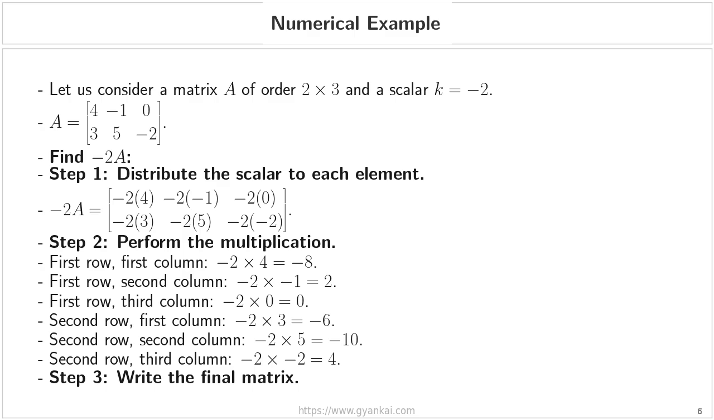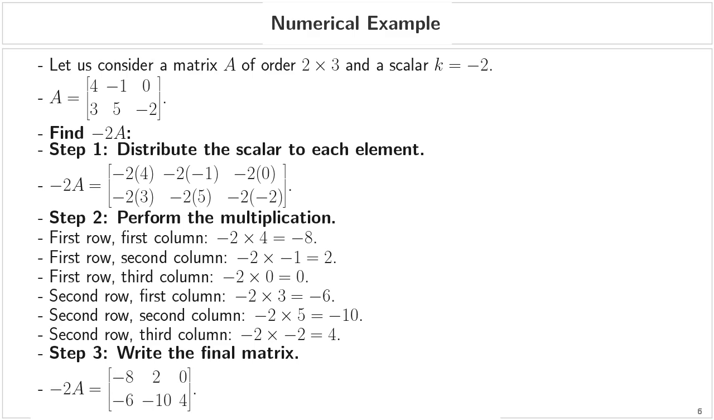Finally, in step 3, we construct the resulting matrix by placing these new values in their original positions. The final matrix, -2A, is a 2 by 3 matrix where the first row is -8, 2, and 0, and the second row is -6, -10, and 4. As you can see, the dimensions of the matrix have not changed, which is a key takeaway we will discuss in the next slide. Also, pay close attention to how the signs changed when multiplying negative numbers, as this is a common area where errors occur. Key takeaways.